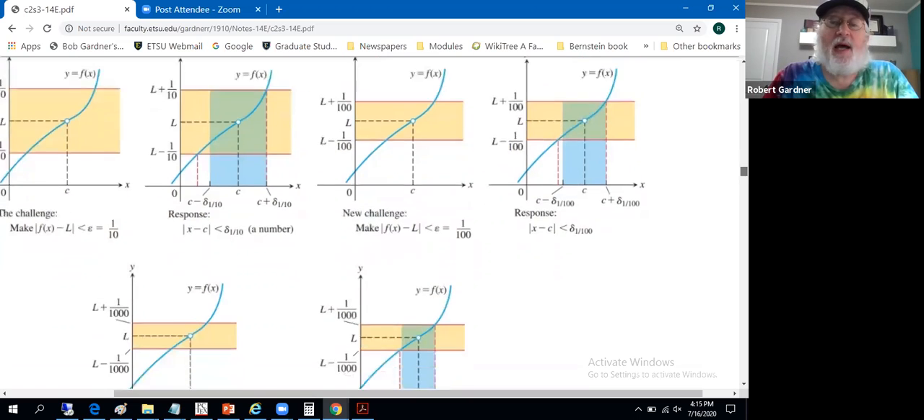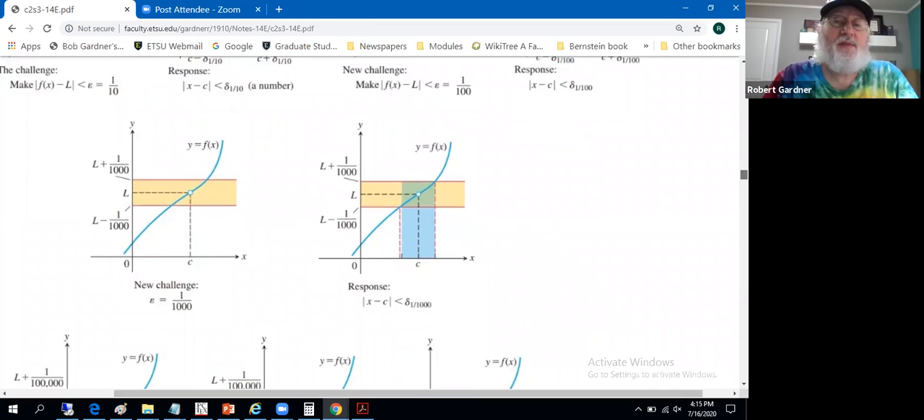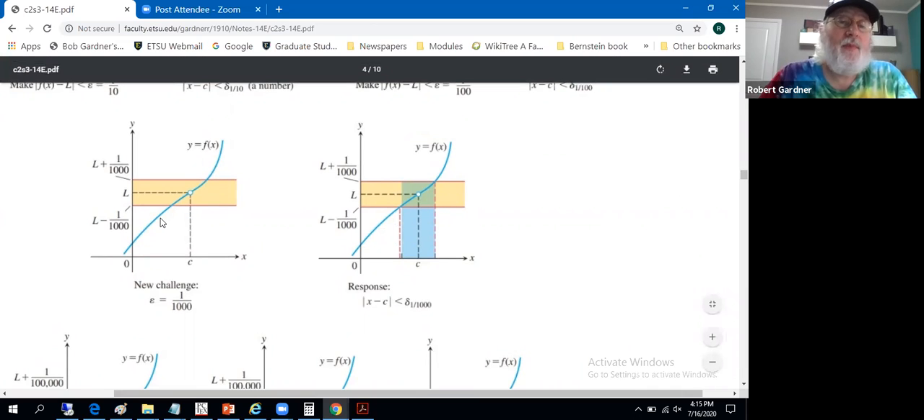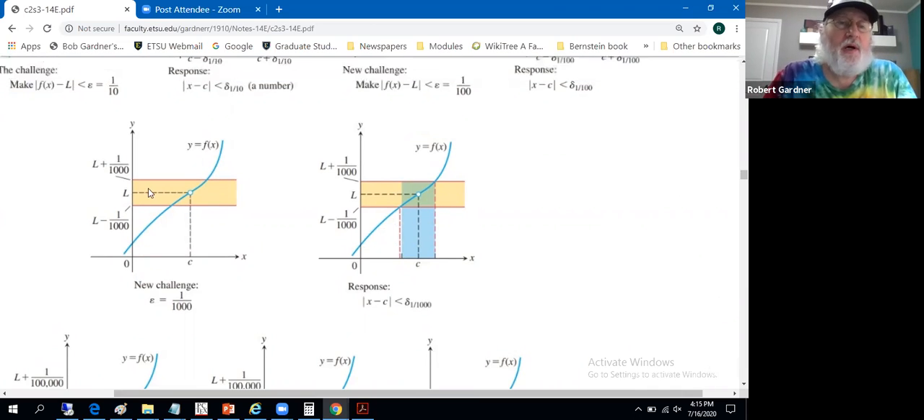Let's make the desired distance smaller still. Let's make it 1/1000th. Okay, now you know the story. I got the yellow band. I'll project back and see how far we can go from C and still have function values in the band. I can go a little bit further to the left than the right because of the shape of the curve. It's steeper on the right than it is on the left. That's why we're getting the non-symmetry in the intersections.